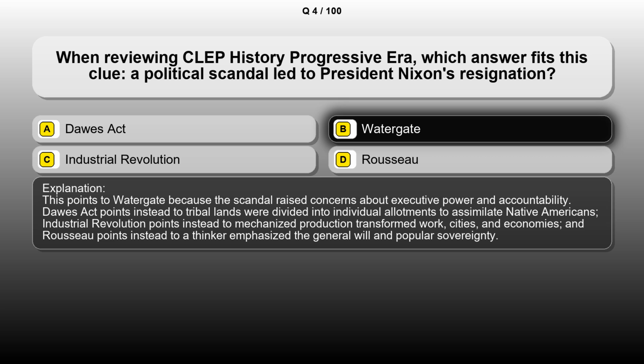Industrial Revolution points instead to mechanized production transformed work, cities, and economies, and Rousseau points instead to a thinker who emphasized the general will and popular sovereignty.